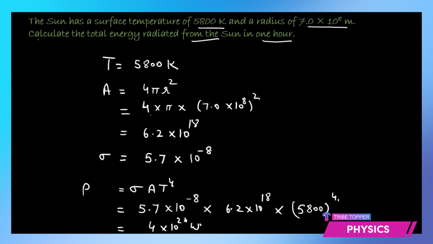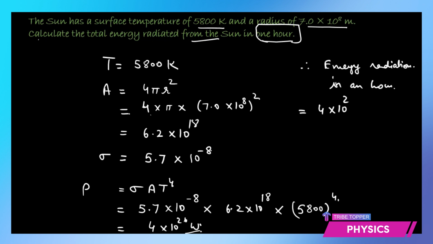And they are asking us for 1 hour. So this power corresponds to the energy radiated per second. Therefore, the energy radiated in an hour would be the product of this 4 times 10 to the power of 26 watt with an hour, which is 3600 seconds. And that value comes out to be 1.4 times 10 to the power 30 joules. So this is the total energy radiated from the sun in 1 hour.